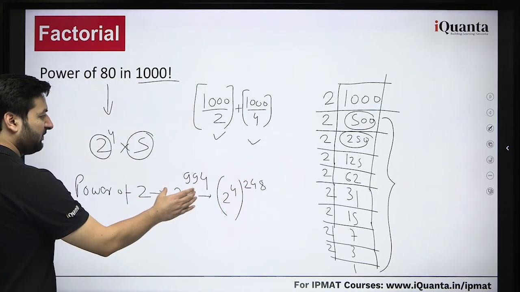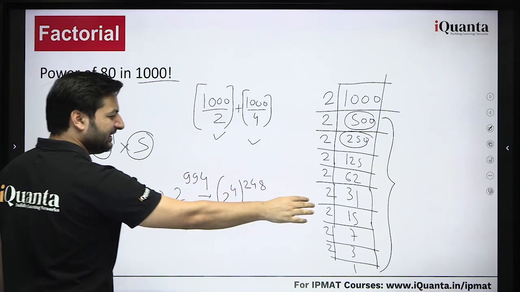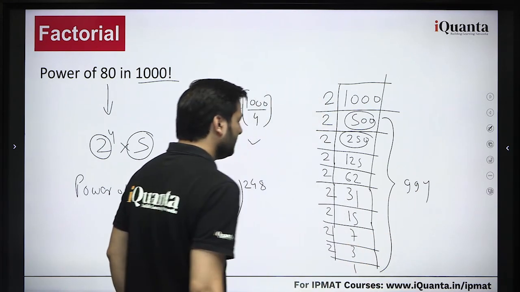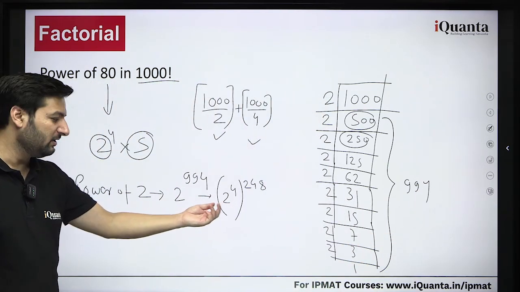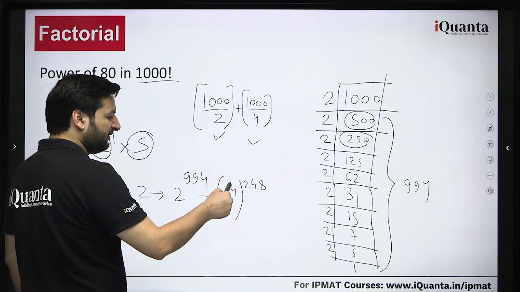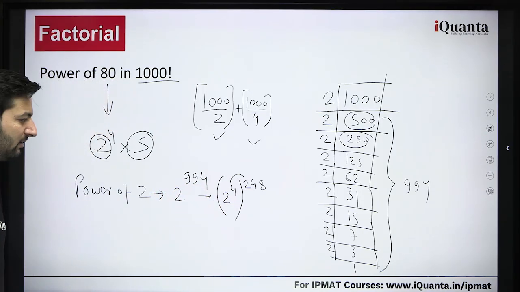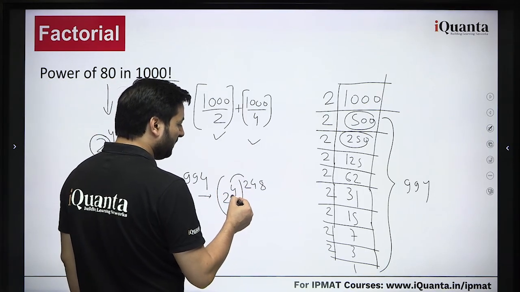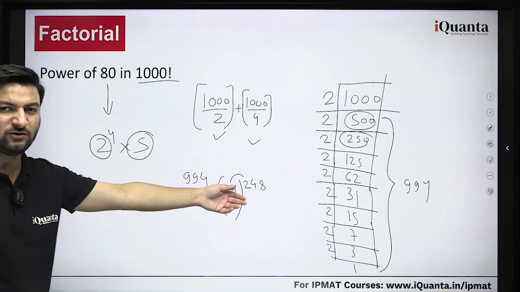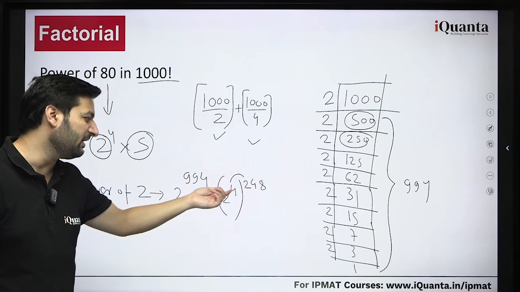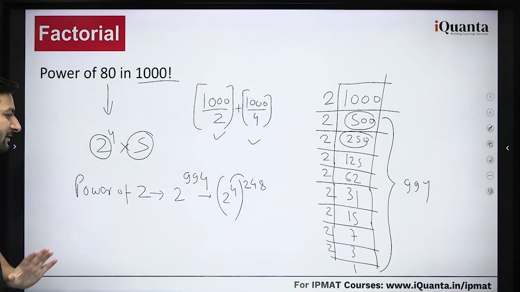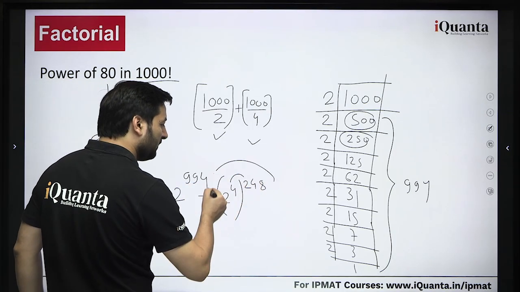Because we had power of 2 in this 1000 factorial as 994, I just calculated the sum of all of these. I got 994. To calculate the power of 2 to the power 4, this will be achieved when these two numbers are multiplied. So, if I take 2 to the power 4 inside, what is the maximum power that I can assign outside? It is 248, not more than that, because if you make it 249, this will cross this power. I hope it is clear. So, the power of 2 to the power 4 is this.